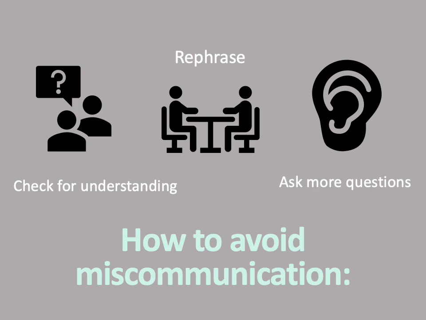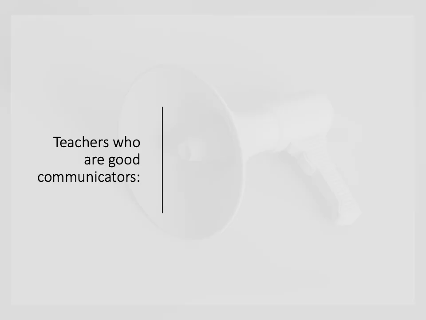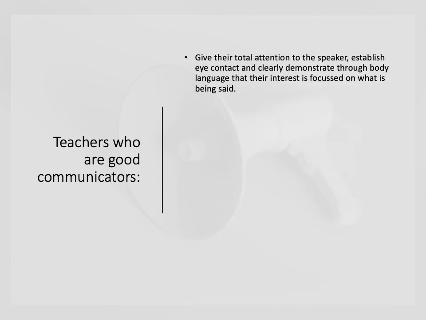So if we look at the people who are really good communicators, what are some of the commonalities that they have within that? So first of all, they're giving their total attention to the speaker. They're not flitting their eyes everywhere. They're giving good eye contact, but not too much, because otherwise you look like a freaky person. And you're demonstrating through your body language that you are actually truly interested in what is being said.